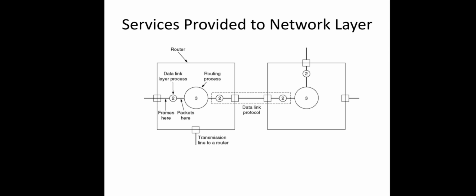So how will this routing be done? Every router will have a routing table in the network layer. Corresponding to each final destination, how will you choose the route? The destination's IP address will be there in each and every packet, right? Based on that, which outgoing link should be selected will be decided by the network layer. So process number 3 indicates the network layer process, the routing process.